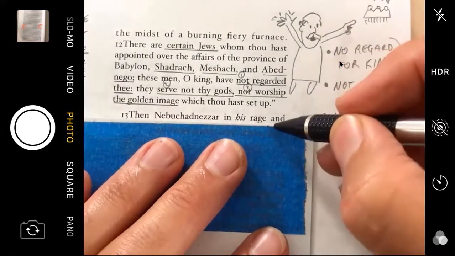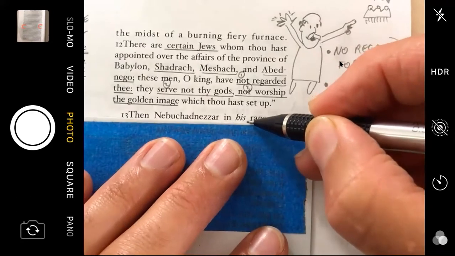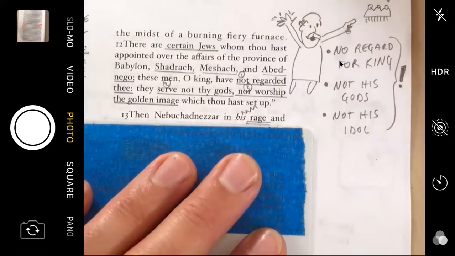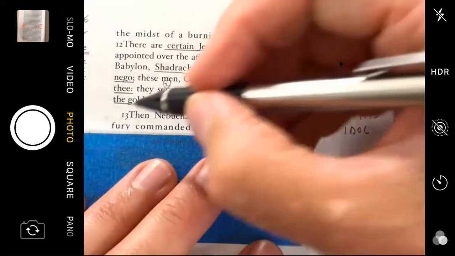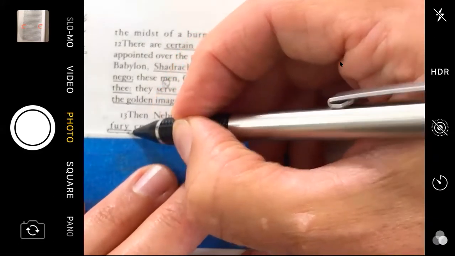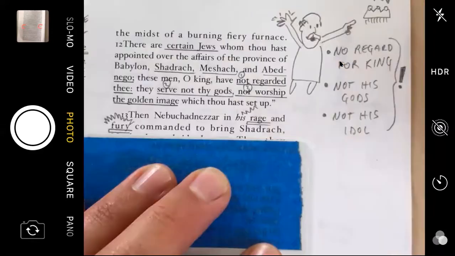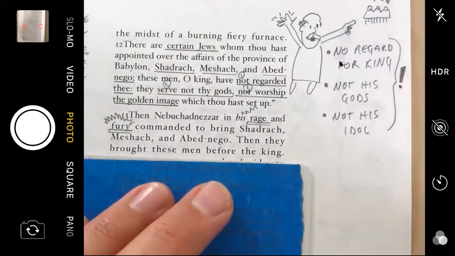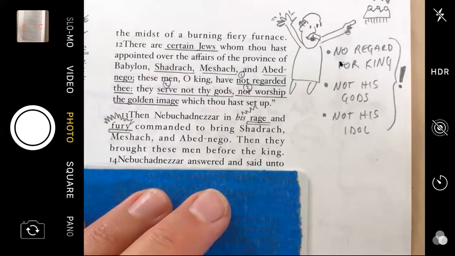Then Nebuchadnezzar, in his rage. Oh, he's in a good mood, right? Oh, my goodness. Nebuchadnezzar, in his rage and fury. Oh, he's in a really good mood. Commanded to bring Shadrach, Meshach, and Abednego. And then they brought these men before the king.